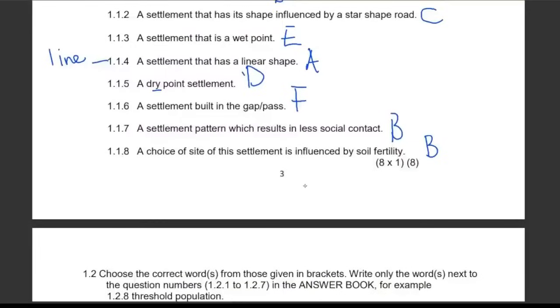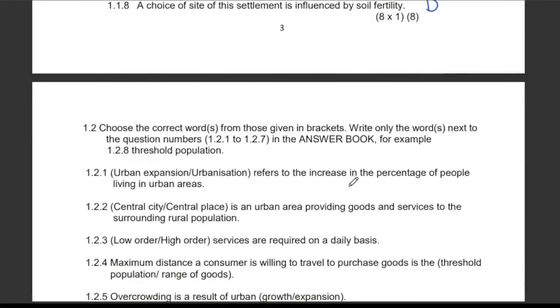That takes us to the end of question number 1.1. Moving on to question number 1.2. Right, question number 1.2, it says, choose the correct words from those given in brackets. Write only the word or words next to the question numbers 121 to 127. Right, if you're checking number 121, it is saying urban expansion or urbanization refers to the increase in the percentage of people living in urban areas. Our correct response is urbanization.